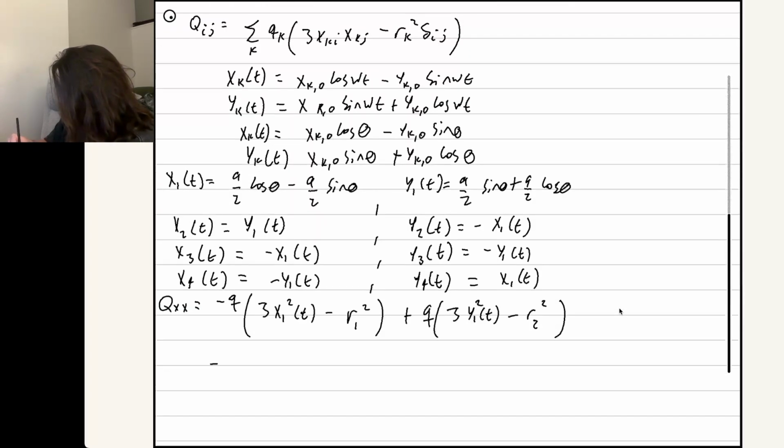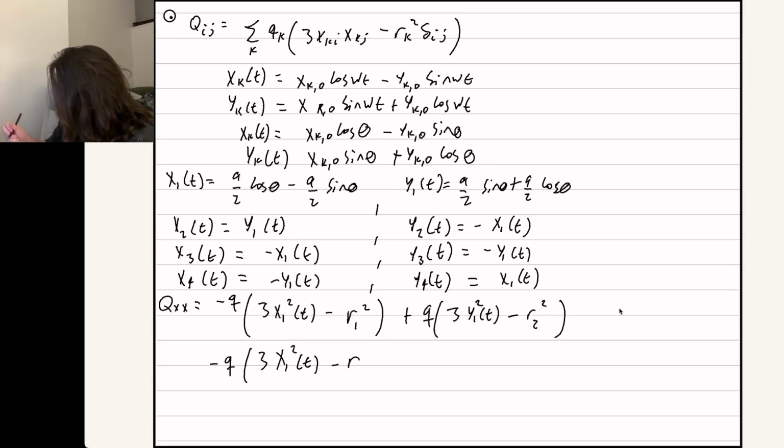And then we'll have a minus q3. For the third particle we had minus x1, so this is always going to be x1 squared of t minus r3 squared, plus q times 3 y1 squared of t again, minus r4 squared.